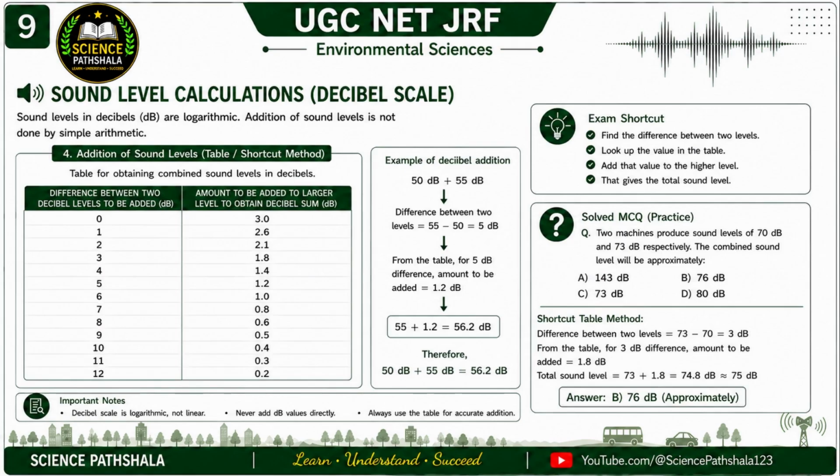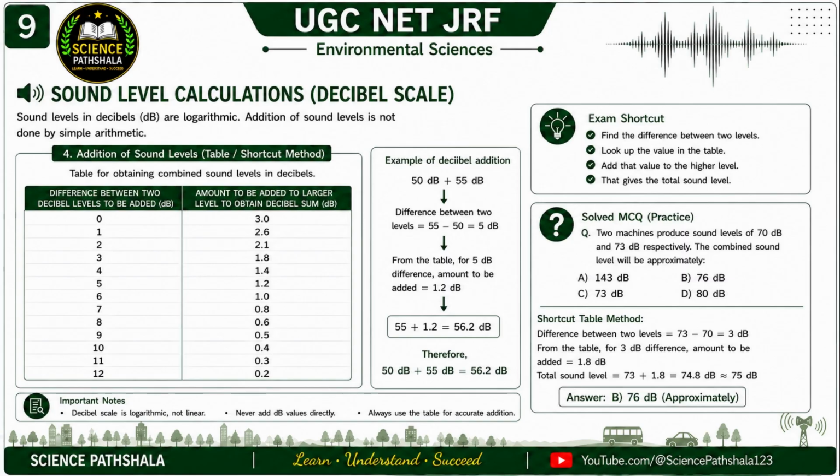So now we are at sound level calculations, that is decibel scale sound level calculations, specifically addition of sound levels. As we know, it is not done by simple arithmetic, so I have given you here the table. You can also call it a shortcut method which can be used in examinations to save your time. So the table has two columns. First column is difference between two decibel levels to be added, that is from 0 to 12, and column 2 says amount to be added to the larger level to obtain decibel sum.